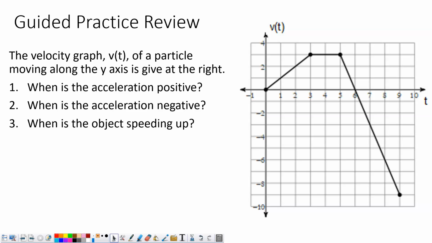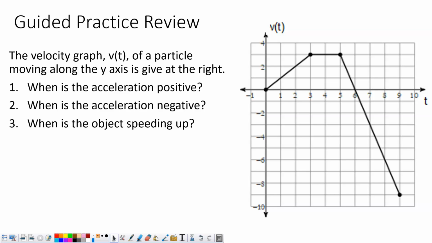Can somebody with a raised hand tell me, how can you tell where velocity is positive? Jules? If it's below the x-axis. Okay, so if it's above the x-axis, velocity is positive. If your graph is above the x-axis, then the velocity is positive. If it's below, it's negative.